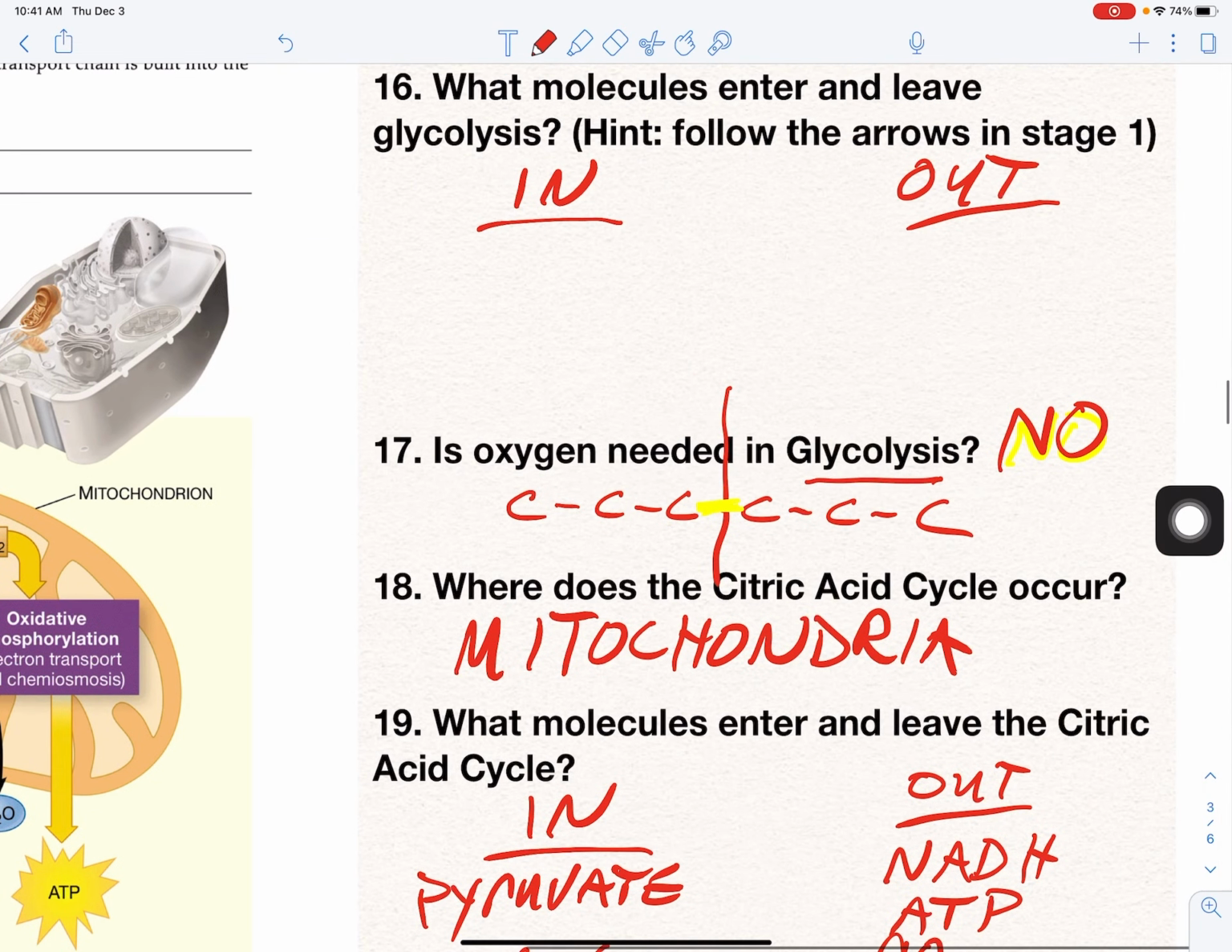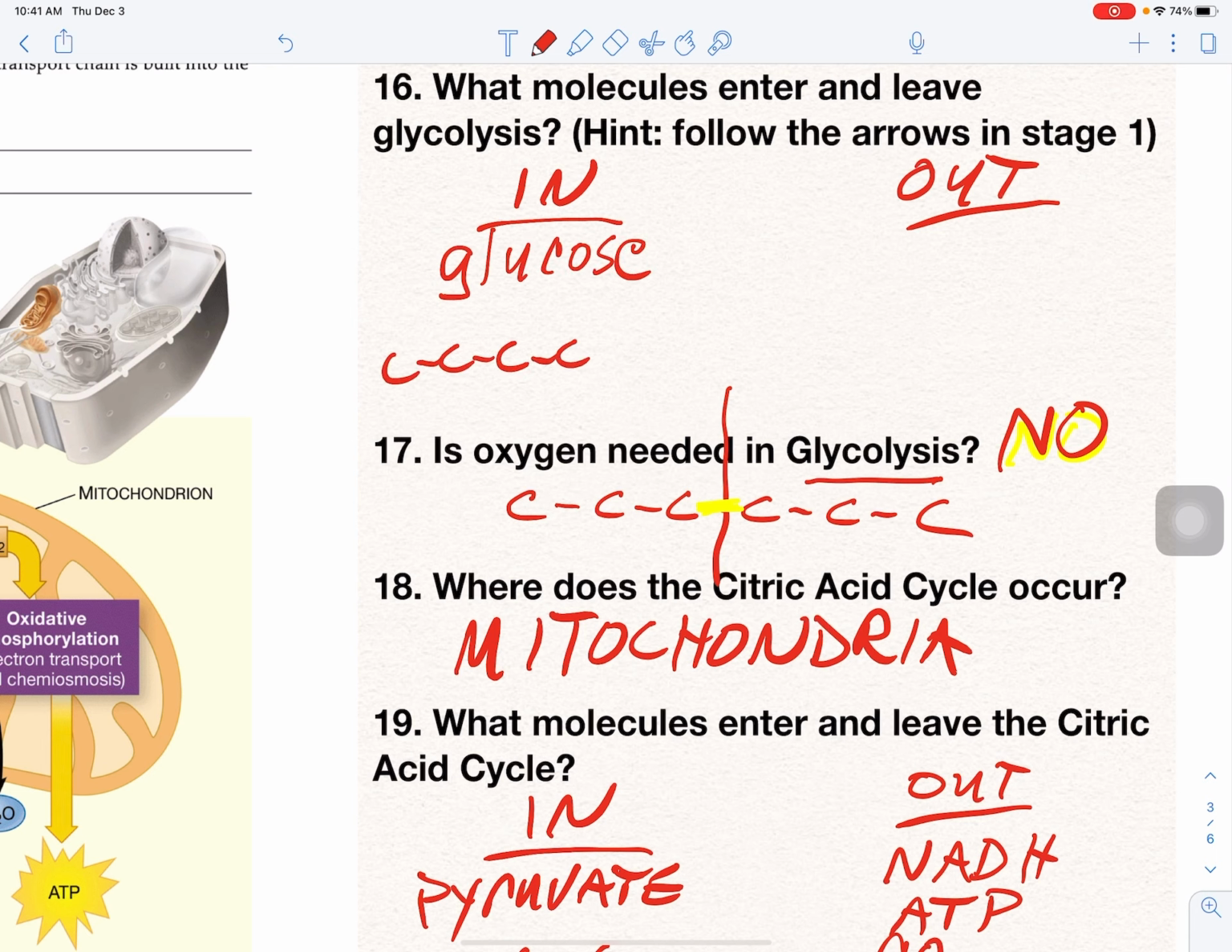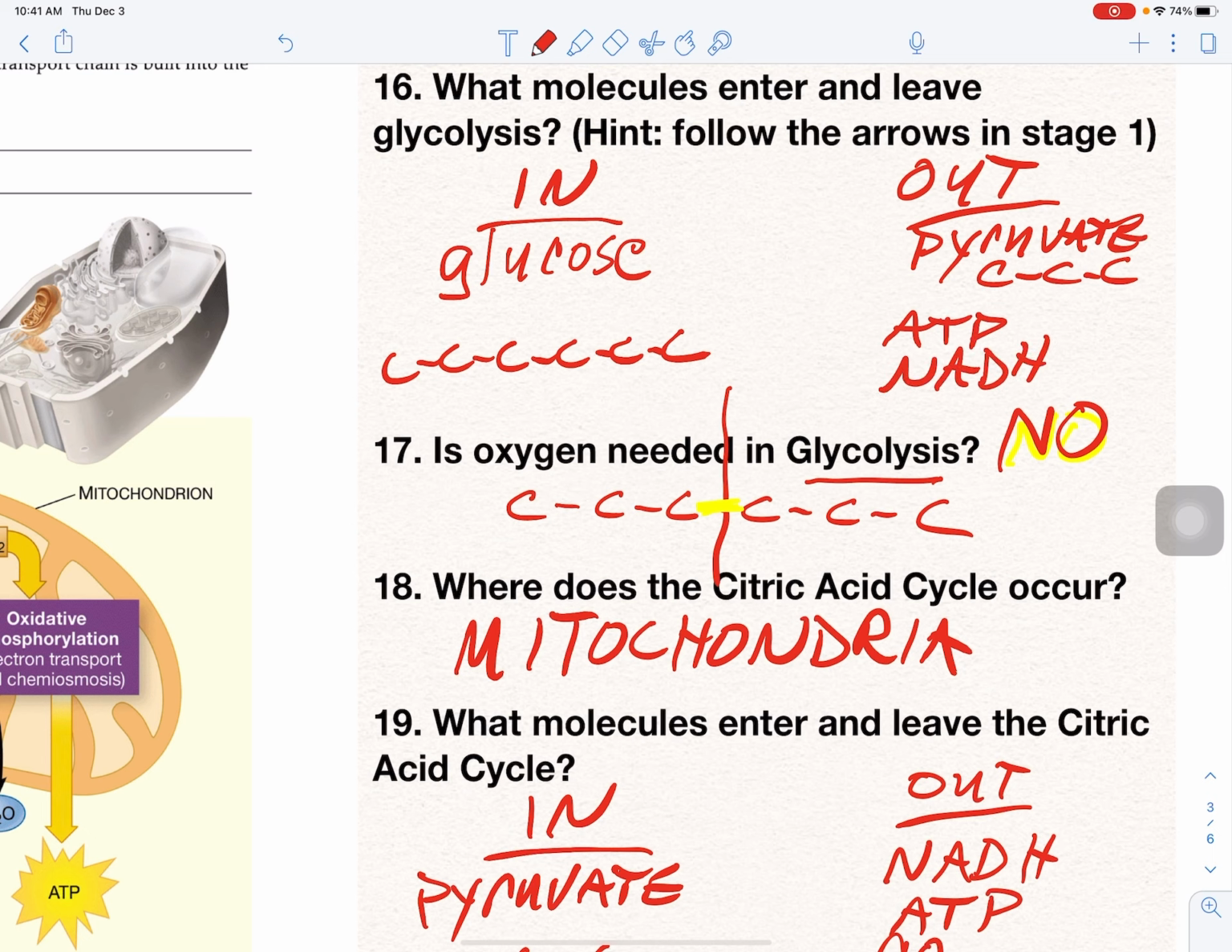So what goes in? Glucose, 6 carbons long. What comes out? Pyruvate, which is 3 carbons long. ATP, and NADH. We're just following the arrows.